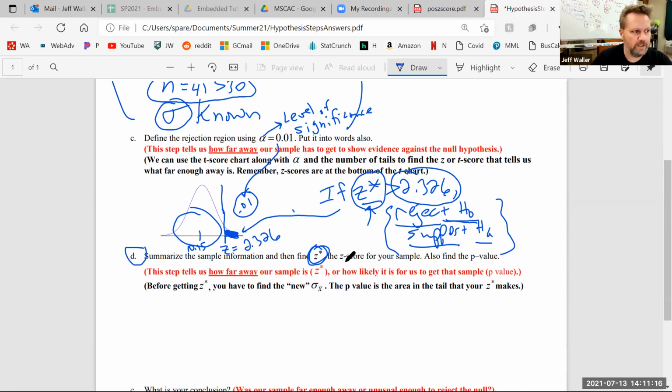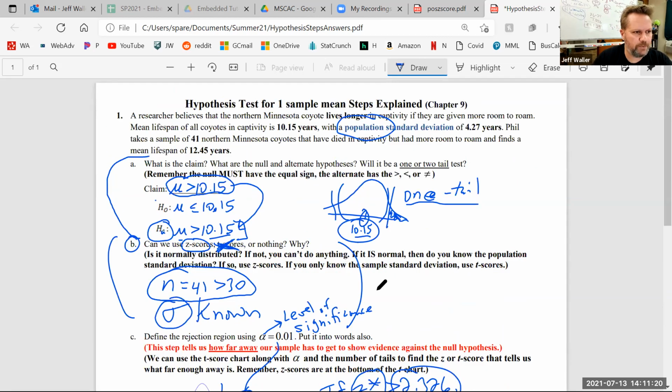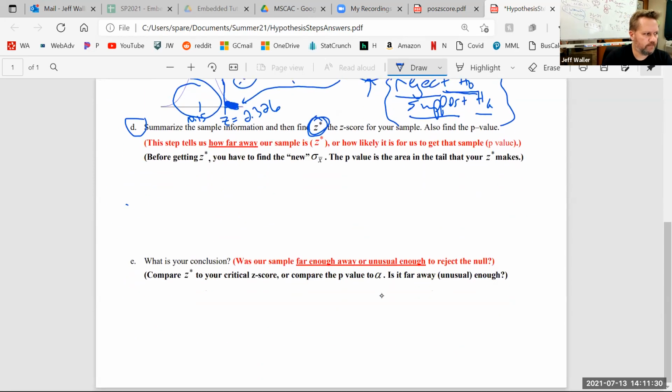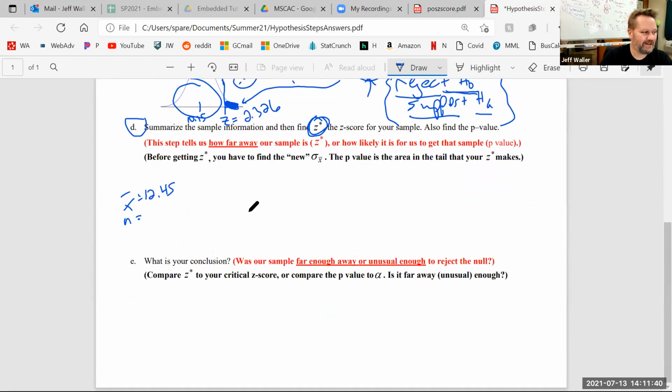So can somebody tell me, you guys are able to look at this? What's my sample mean? 12.45. Good. What's my sample size? 128, I think, was it? 41, earlier. Oh, yeah, oops. That's all right, don't worry. 41. What's my sigma?